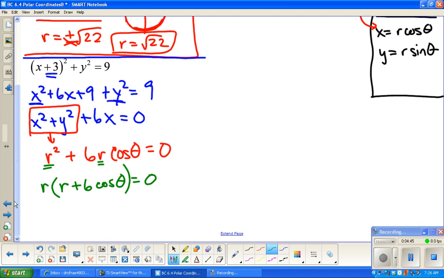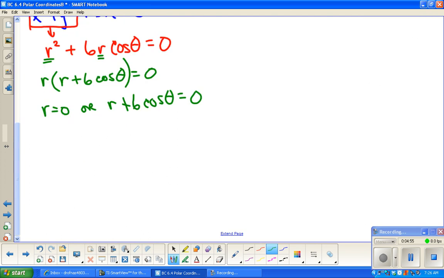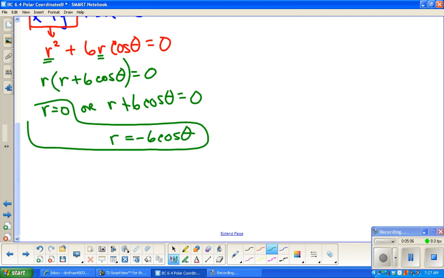Okay, and then this could be that r is 0, or it could be that r plus 6 cosine theta equals 0. And I'm just going to keep going just a little bit more with this, and then we'll talk about what needs to happen. So this one can be r equals -6 cosine theta. Okay, so this is kind of how things are looking right now.